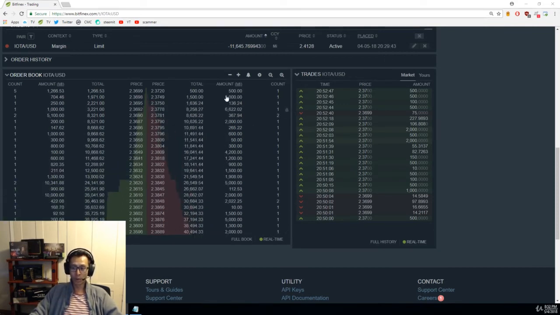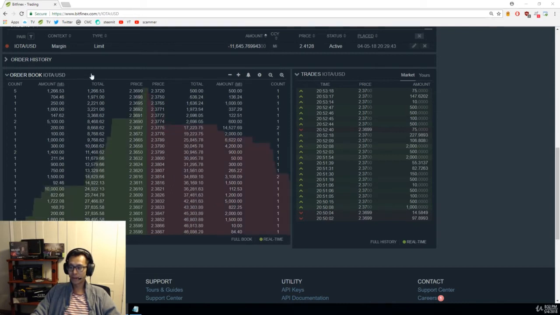We don't see how much he's actually selling. We don't know the total amount he's selling at that price. We don't know the cumulative amount either. So do you guys remember? Test yourselves, okay? What does this column refer to? What does this column refer to? If you guys said that this column right here, the amount, right? It refers to the amount that is being sold at this particular order, at this particular price right here, okay?